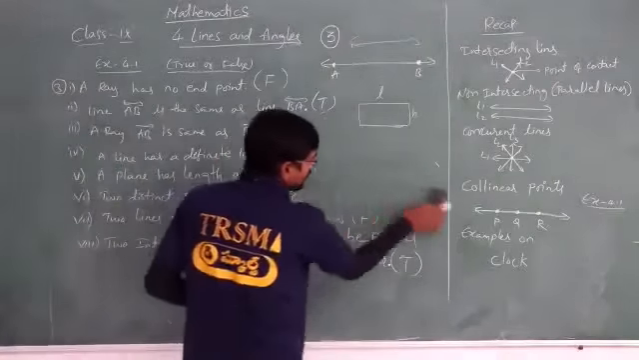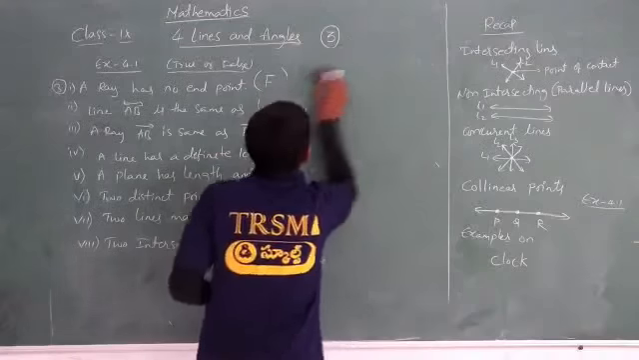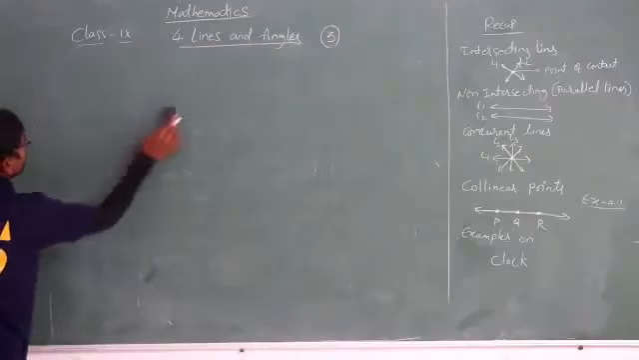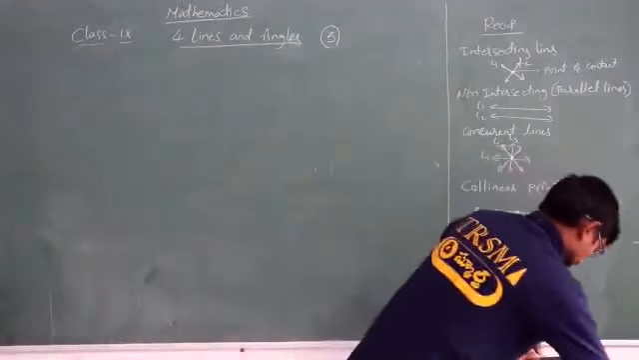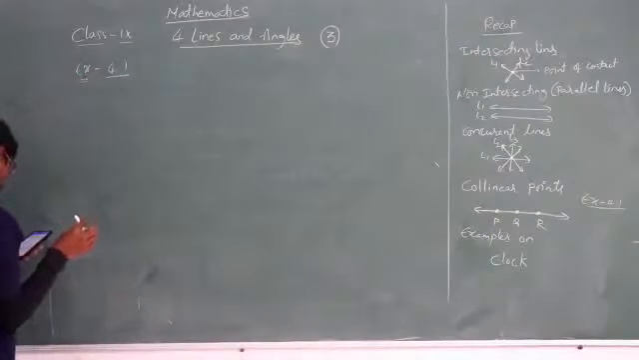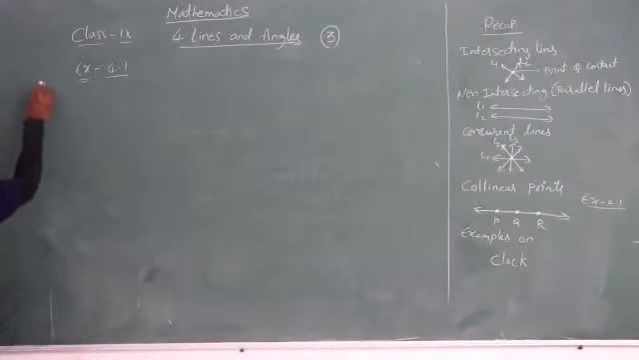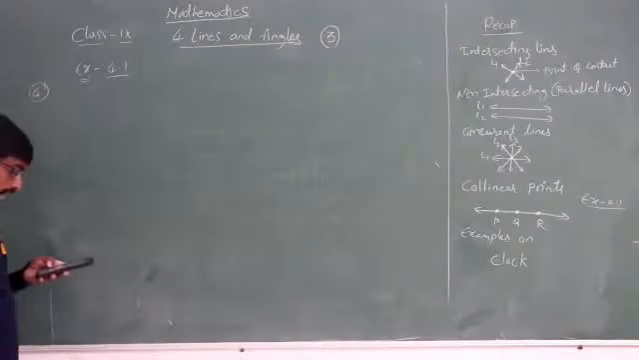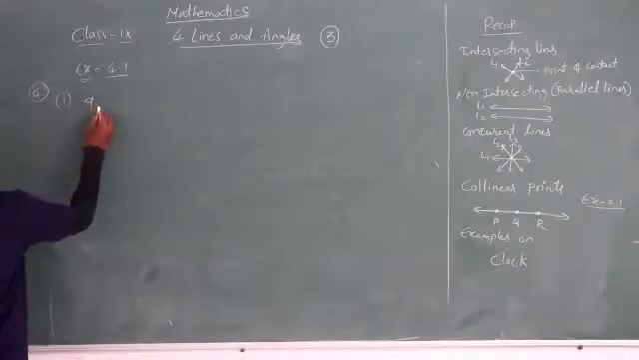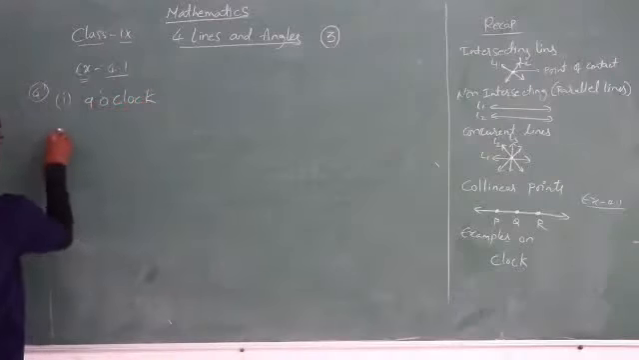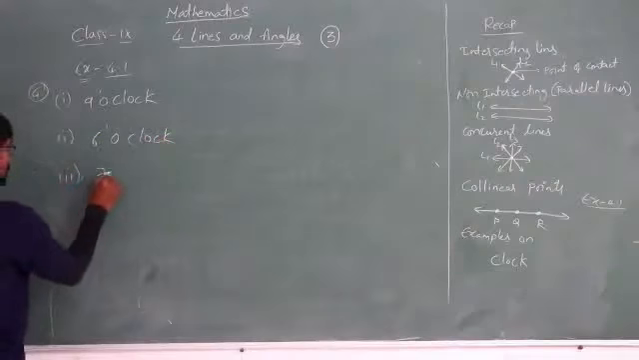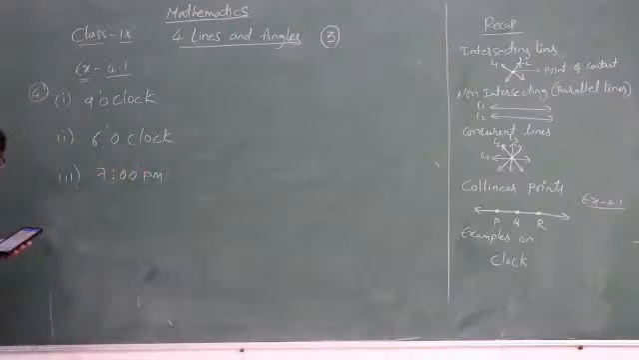So now, again we are having some examples in our textbook. Let me tell you. Fourth bit in exercise 4.1. Yes, we are having the fourth bit. What he has given here is: what is the angle between two hands of the clock when the time in the clock is, first one, 9 o'clock, second one is 6 o'clock, and third one is 7 p.m.